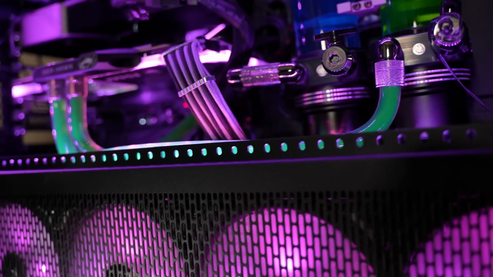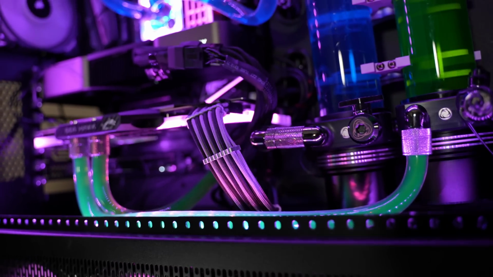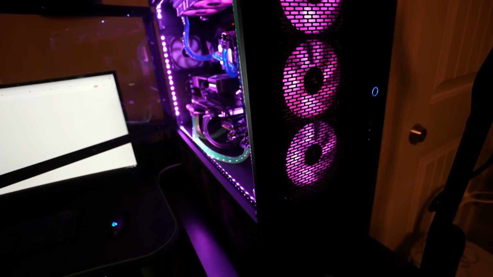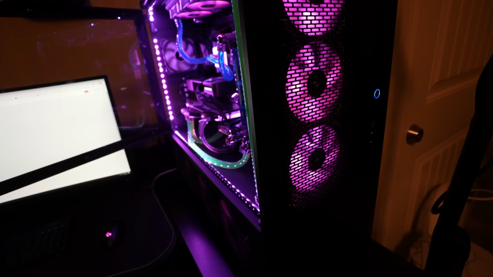All right, so let's talk about this system that you're looking at here. As you can tell, it's sort of like in a half build mode. I actually threw in an RTX 3080, that's a Founders Edition. And there's a water-cooled 2080 right underneath it.